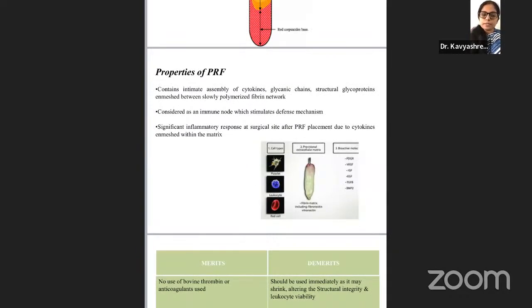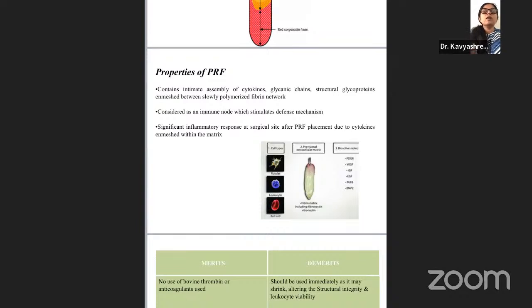So coming to the properties of PRF, it contains an intimate assembly of cytokines, glycanic chains, and structural glycoproteins which are enmeshed in the slowly polymerized fibrin matrix, or network. Second, it is considered an immune node which stimulates the defense mechanism, because once it is placed, various growth factors will attract or recruit the different immune cells to the particular site.